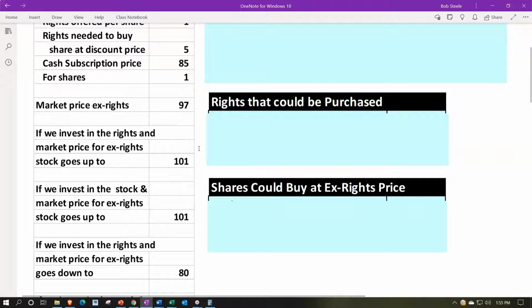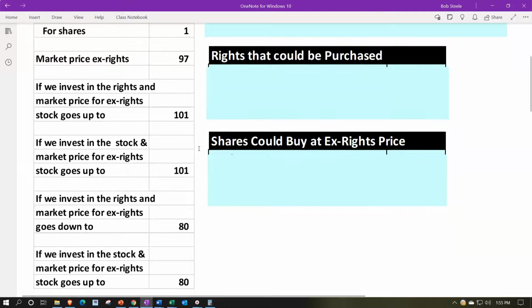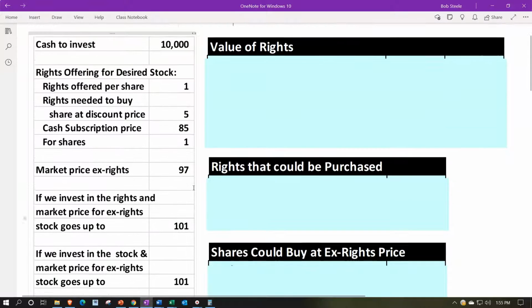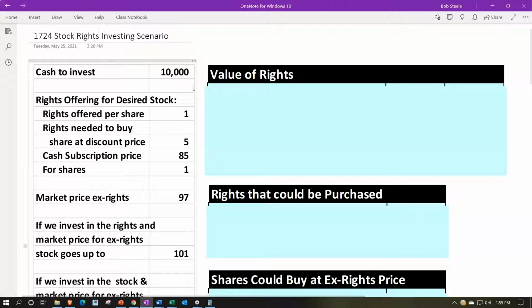And then we have our options here. If we invest in the rights and the market price ex rights goes up to 101, what's going to happen? If we invest in the stock itself and the market price ex rights goes up to 101, what's going to happen? And then we'll see, if there's a decrease and a loss, what would happen. So in other words, we have our $10,000. We have the option to either invest in the rights, or invest in the stock itself at the ex rights price of $97. That ex rights price could fluctuate. What would be the impact if we were to invest in one or the other at that point?